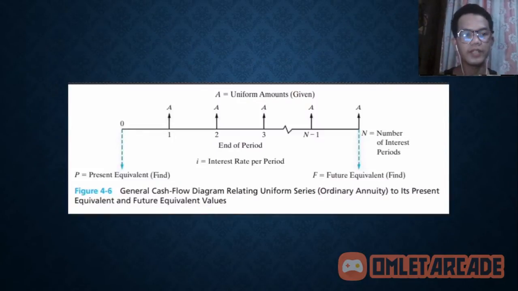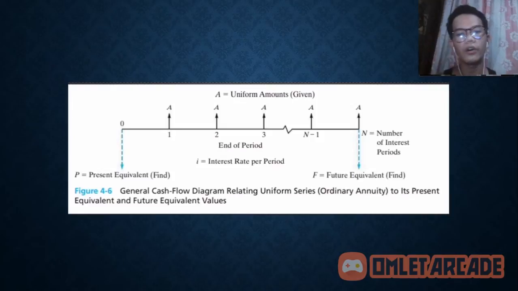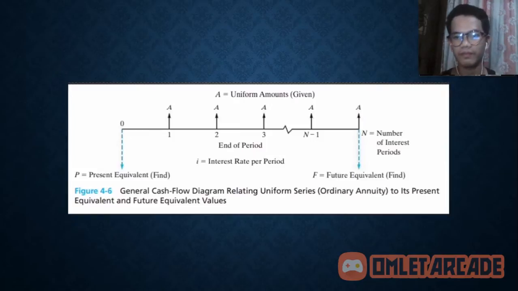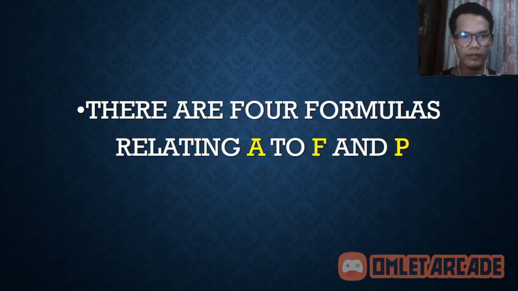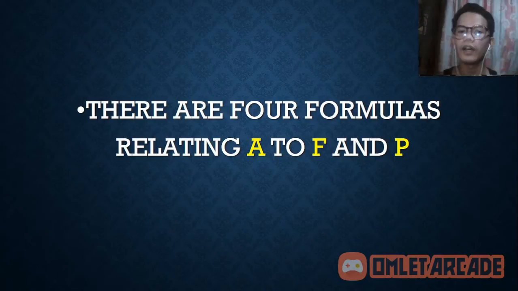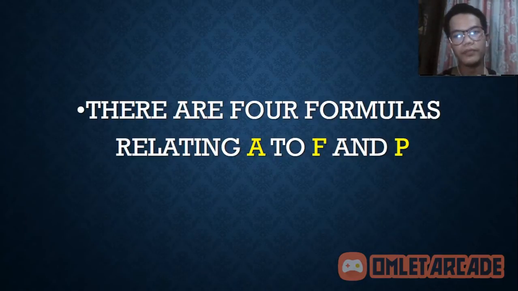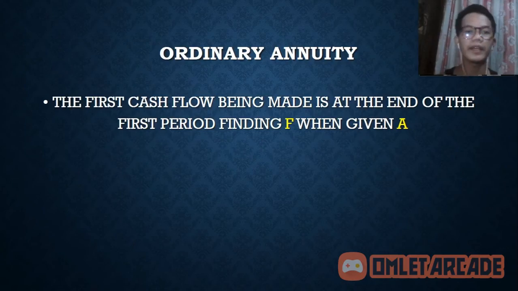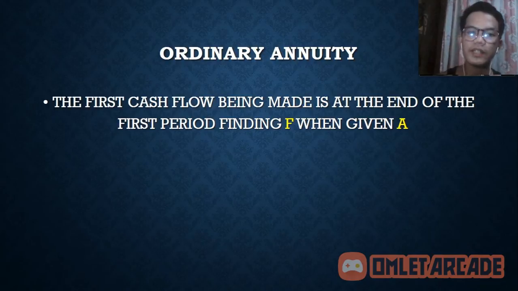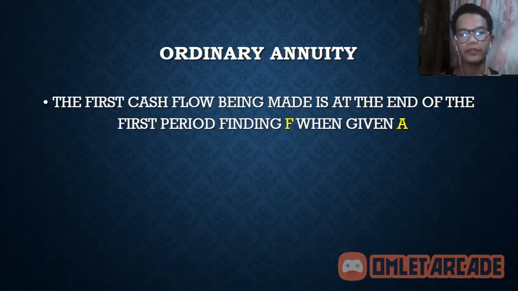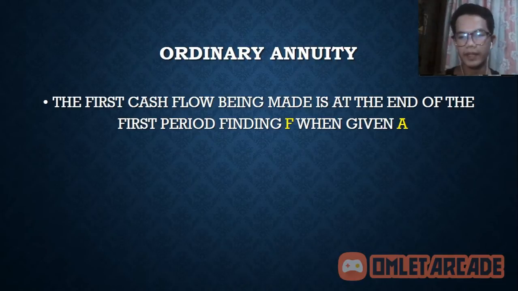We have Figure 4-6, which is the general cash flow diagram relating the uniform series or ordinary annuity to its present equivalent and future equivalent values. There are four formulas relating A to F and P. The first formula is the ordinary annuity, where the first cash flow is made at the end of the first period, finding F when given A.